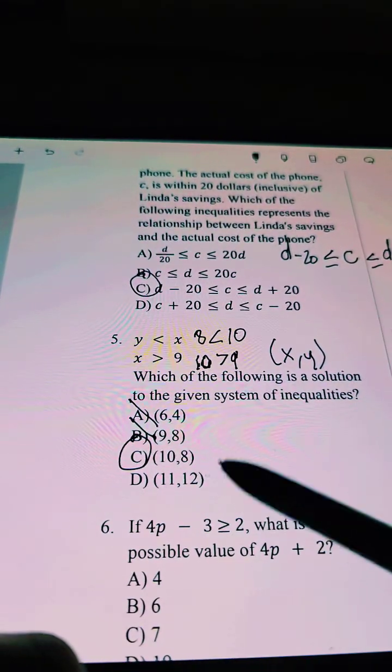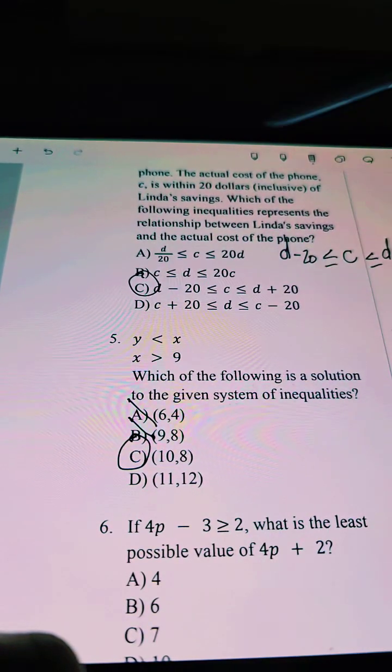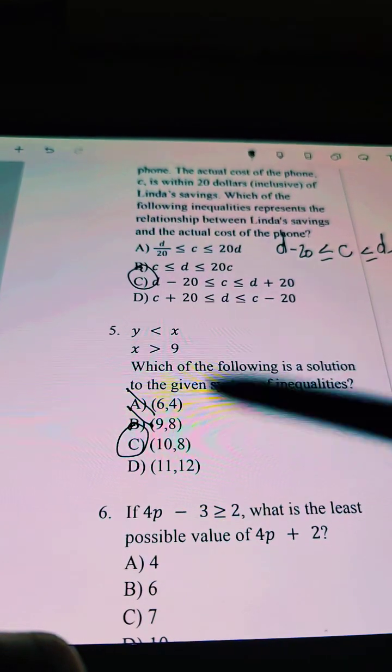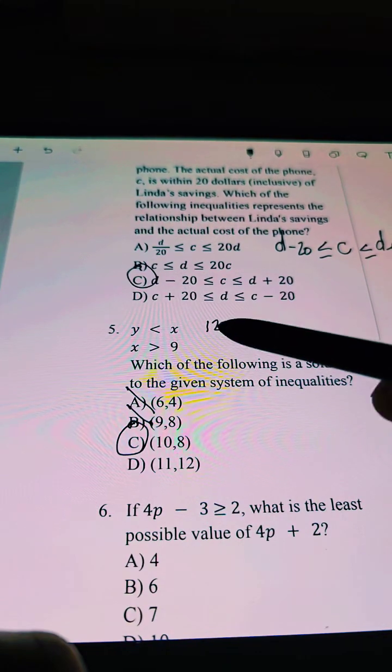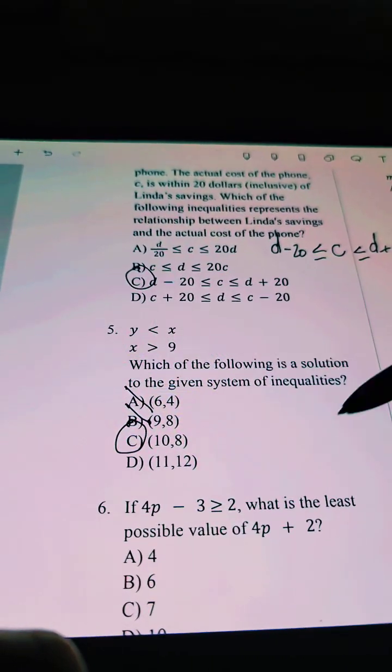So it's that one. And then let's just show specifically why it can't be answer choice D. So with D, let's do 12 is our y and 11 is our x. Well, 12 cannot be less than 11. So you disprove it that way if you need to.